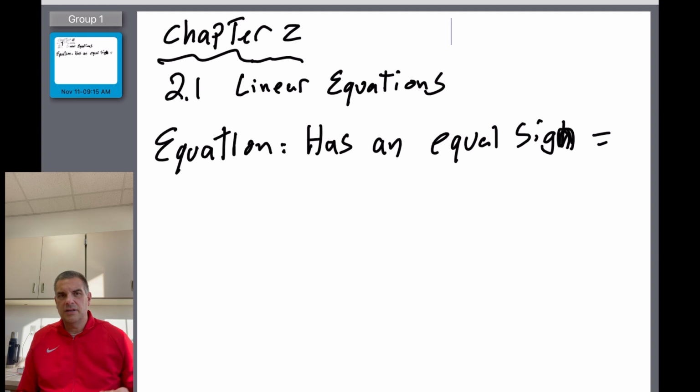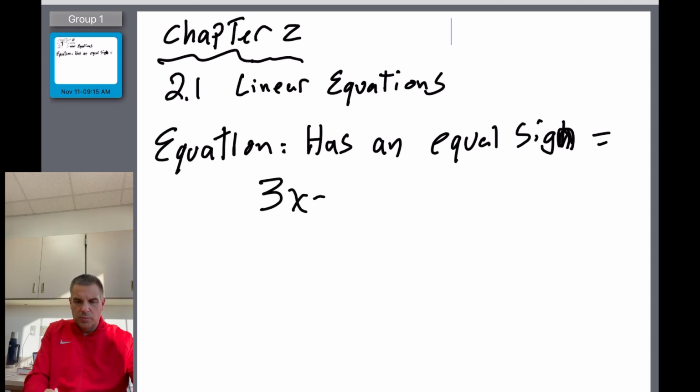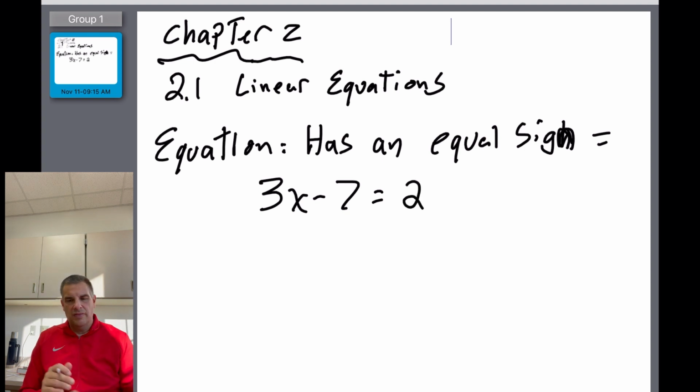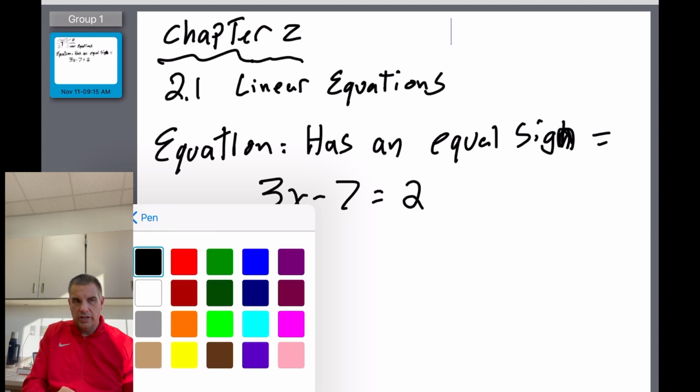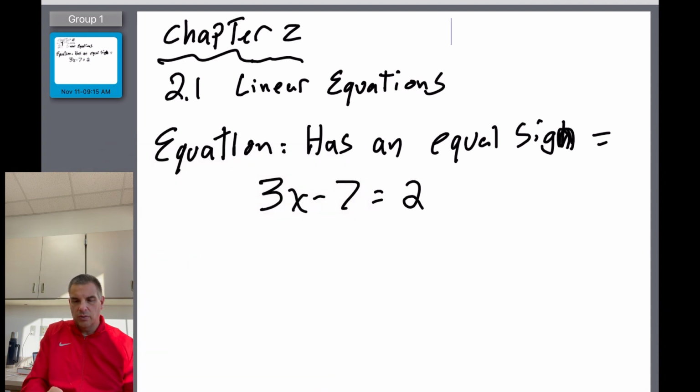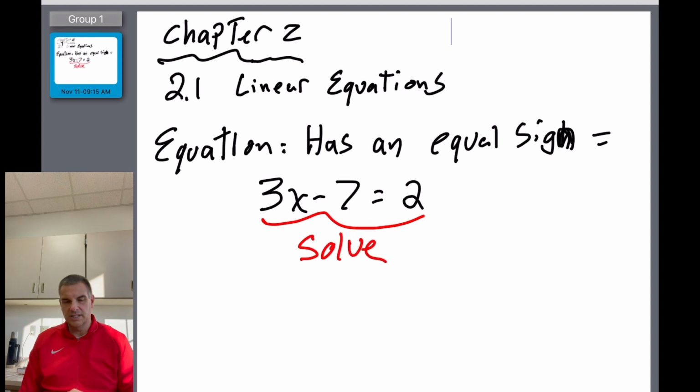So you're going to have an equal sign when you are dealing with an equation. So something like 3x minus 7 equals 2. That's an equation. We can take this equation and we could solve this equation. Okay? If you were asked to solve this, you could, because it's got that equal sign. So that's considered to be an equation.